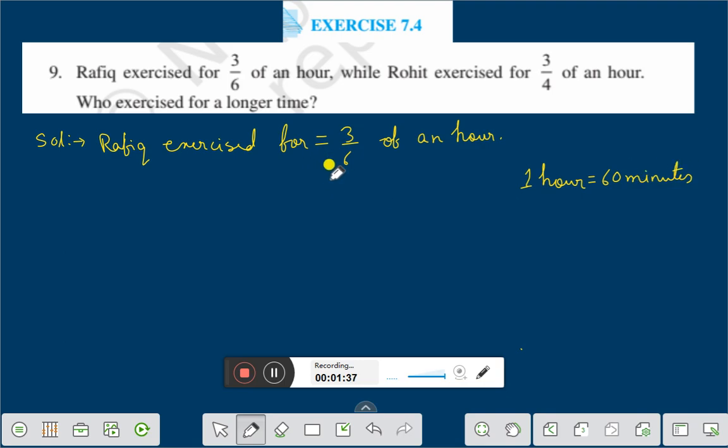Right? Therefore, we will find 3 by 6 into 60 minutes. Therefore, we are getting 6 10 is 60, that is 30 minutes.